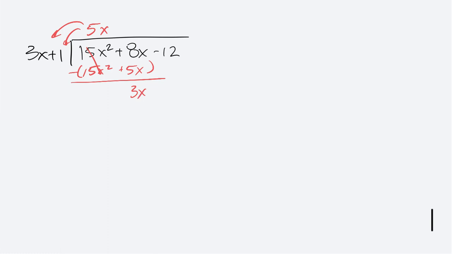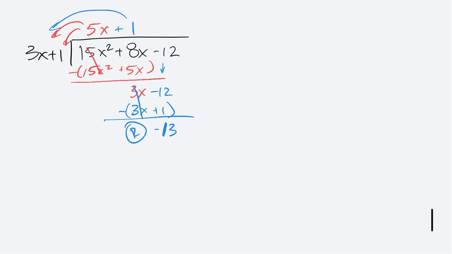Changing to blue. 3x goes into 3x exactly once. 1 times 3x is 3x. 1 times, oops, sorry, I forgot to drop this down. 1 times 1 is 1. Subtract the entire thing. These cancel. Get negative 13. And 3x can no longer divide into my dividend. So this is now my remainder.